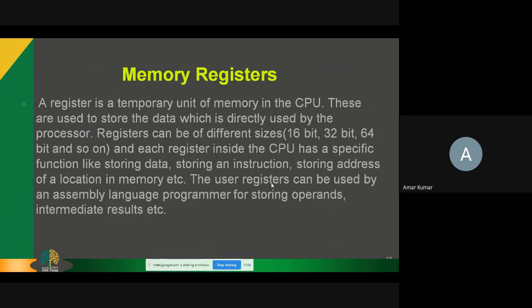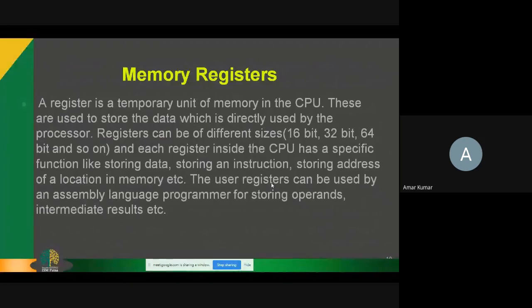Each register inside the CPU has a specific function like storing data, storing an instruction, storing address of a location in memory, etc. The user registers can be used by an assembly language programmer for storing operands, intermediate results, etc. If we talk about memory registers, it is a temporary memory, we can say, in the CPU, which is used by our processor.